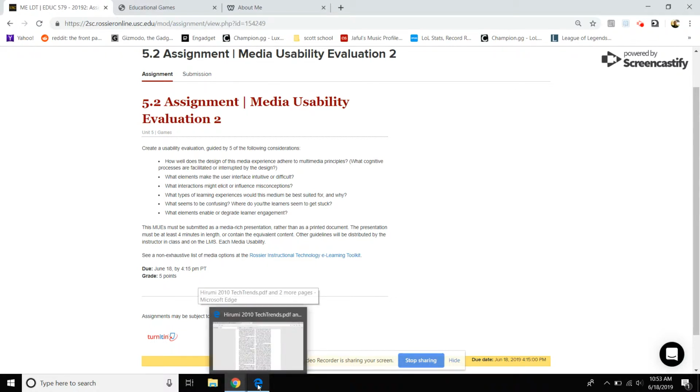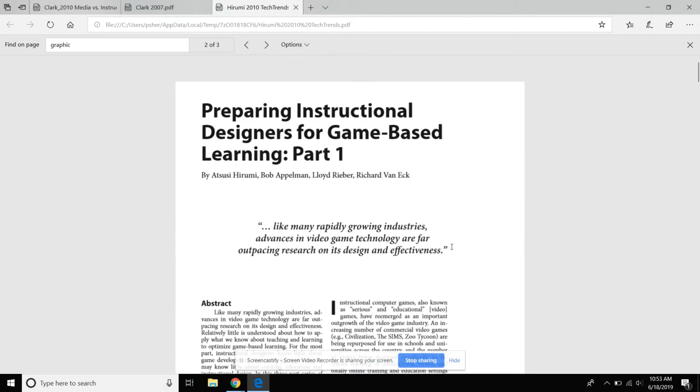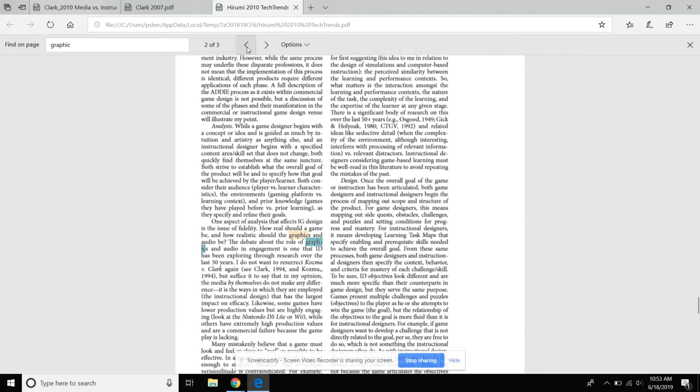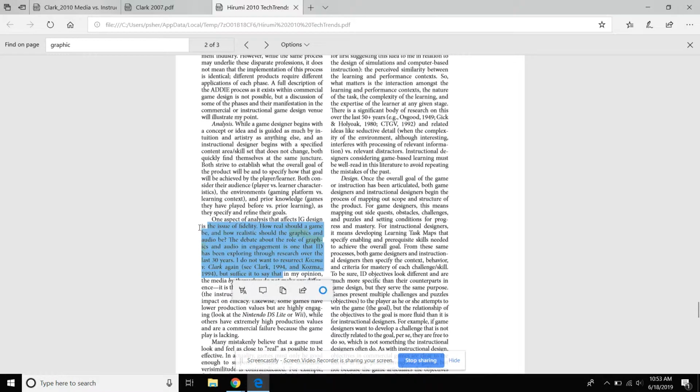So let's start off by talking about one of our weekly readings. It was called Preparing Instructional Designs for Game-Based Learning. And what I would like to direct us to is a particular paragraph that is the quintessential learning aspect about mediums or media that we have learned so far in this class. And that is that the type of media by themselves do not make any difference in learning, but it is the way media is employed, so the instructional design, that determines effectiveness.